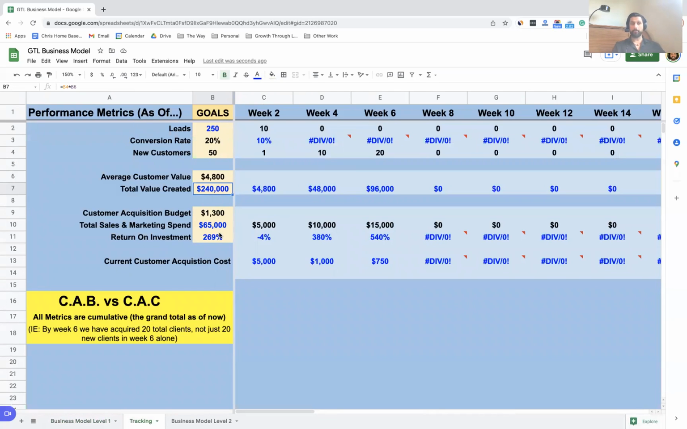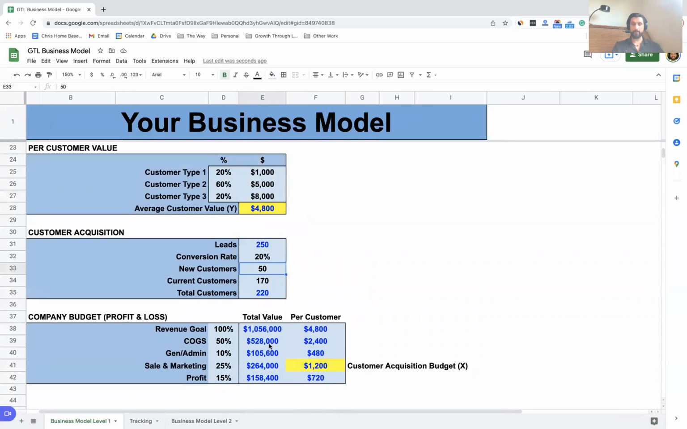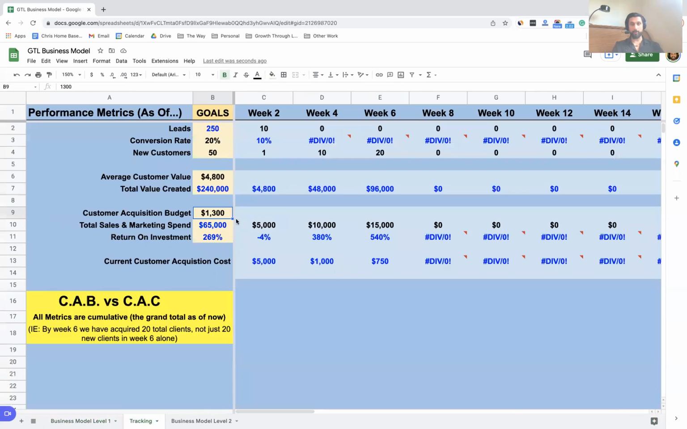Okay, so now we have our goal, and we have our customer acquisition budget, right? What's our customer acquisition budget? Here, $1,200. So let's put $1,200 in there. This is going to give us our total sales and marketing spend. We're going to be spending $60,000 to create $240,000, and our return on investment is going to be 300%, right?